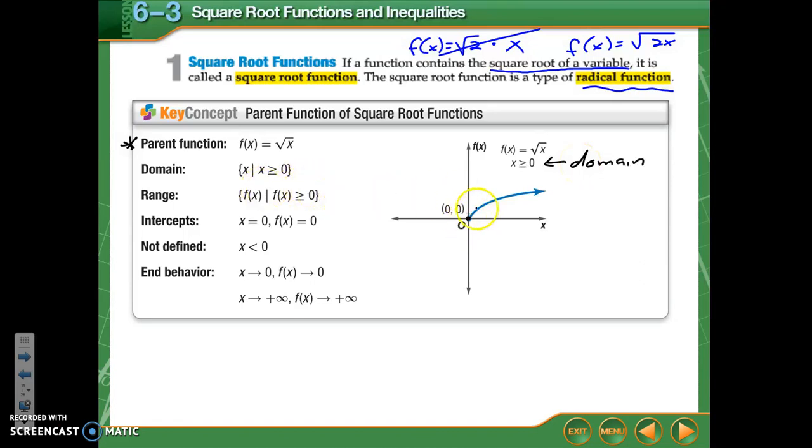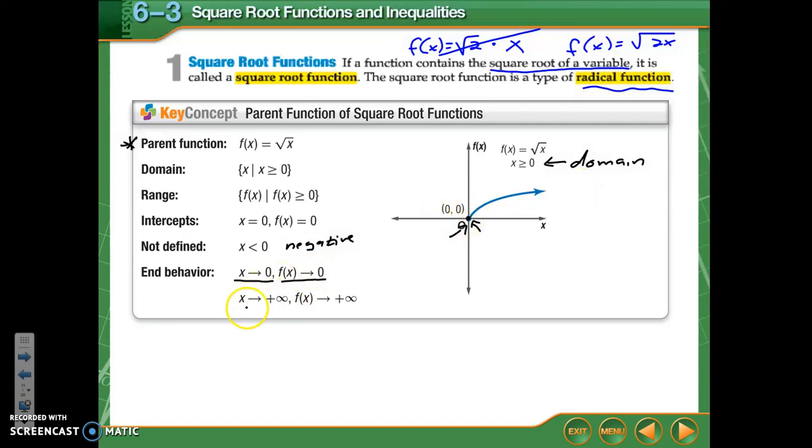The range is also greater than or equal to 0 at this point, because if I look at the y-axis, I start at 0 and I go up forever, but I don't go down. My intercepts are 0, 0. That one point is the x-intercept and the y-intercept. It's not defined where x is negative, and if we look at our end behavior, this end behavior is a little different because this end right here, first of all, it doesn't go on forever, but as x gets close to 0, y gets close to 0, so it's zooming in on that point 0, 0.